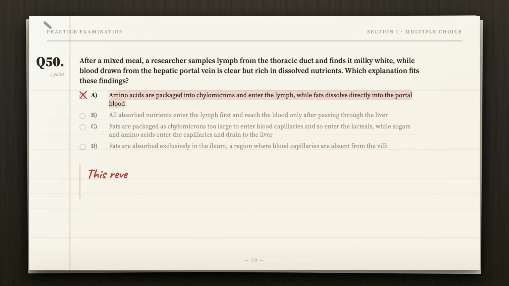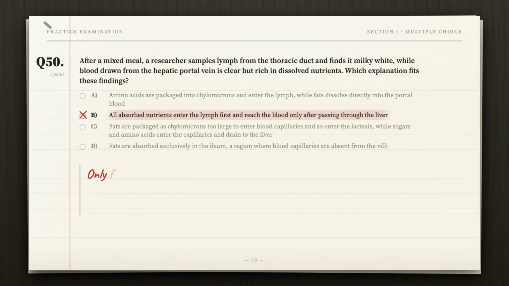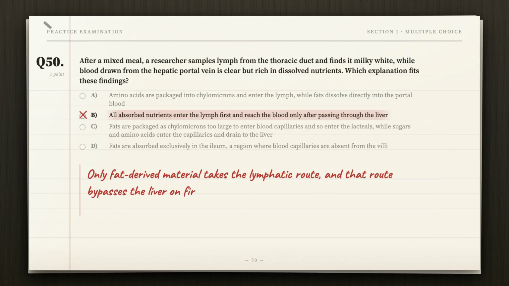A is wrong because this reverses the two routes. Amino acids are water soluble and never require chylomicron packaging. B is wrong because only fat-derived material takes the lymphatic route, and that route bypasses the liver on first pass by emptying into the venous system at the base of the neck.